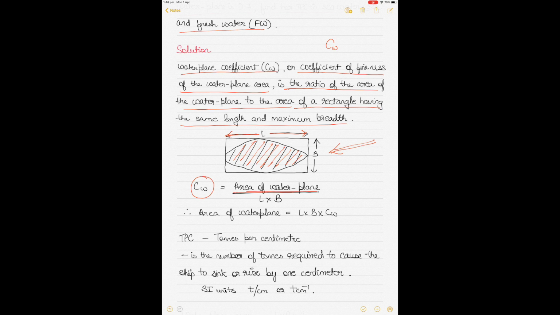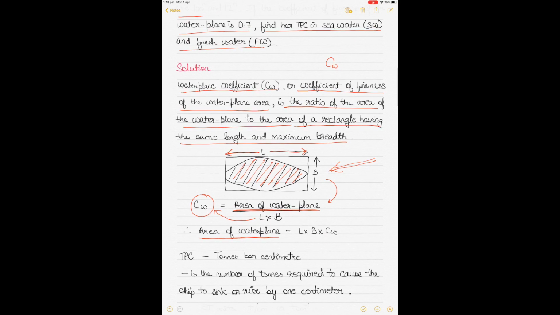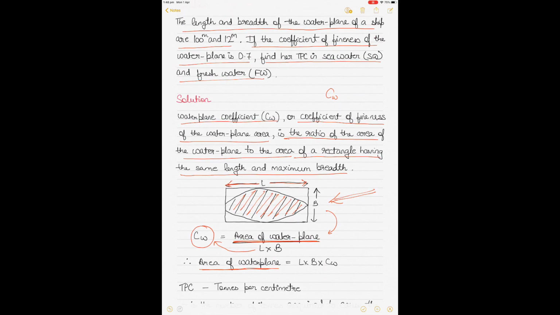So the coefficient of fineness of the water plane area, denoted by C with an understroke of W, equals the area of the water plane divided by length times breadth. From above you can see that, therefore, the area of the water plane will be equal to length times breadth of the rectangle having the same length and maximum breadth, multiplied by the water plane coefficient. So basically you have taken this one here. Alright, so that is one definition and it has been given to you.